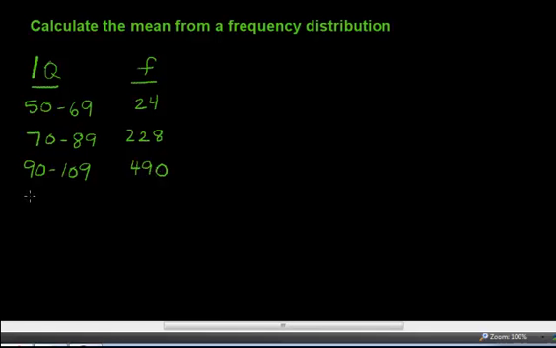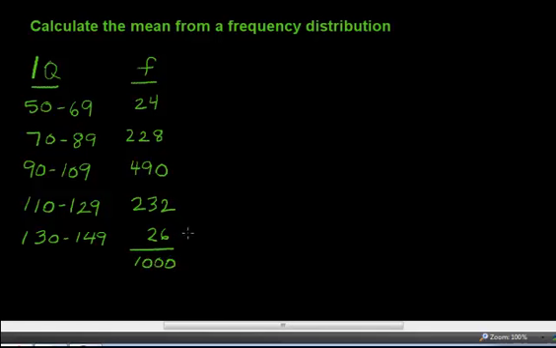Okay, then we have 110 to 129, and here there were 232 people in that group. And the last group, 130 to 149. And there were 26 in that group. So we should have now a total of 1,000 people in our sample.